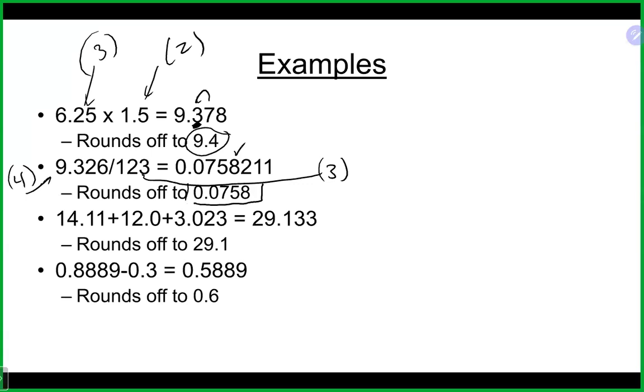Once again, here we cannot add any zeros after the 8. Otherwise, we would have too many significant figures, right? So it wouldn't really change the number's meaning, but it would give you the wrong number of significant figures if you add those zeros at the end.